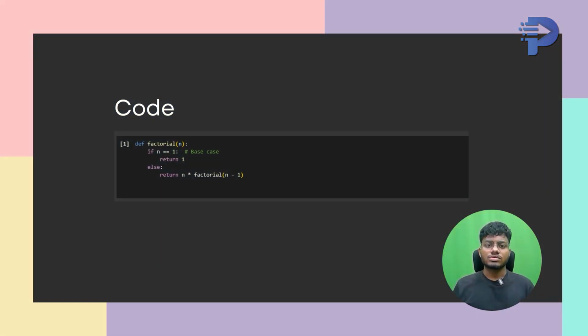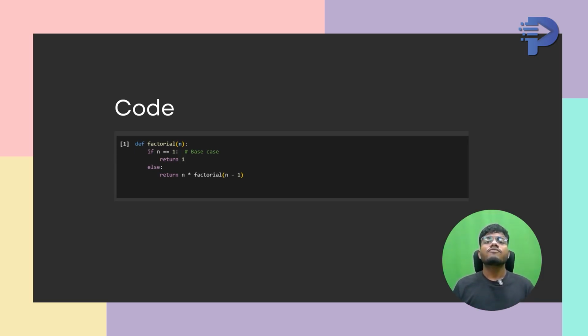Let's break this down. The factorial function takes a number n as an input. It first checks if n is equal to 1. If it is, the function returns 1. This is the base case that stops the recursion. If n is not 1, it returns n multiplied by factorial of n minus 1. This means the function calls itself with n minus 1 and it keeps calling itself until it hits the base case. Let us see how this works with a real example.